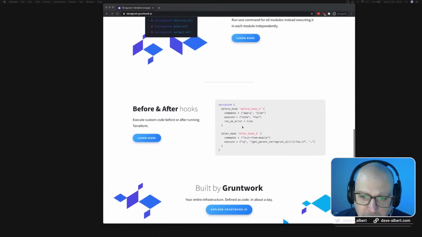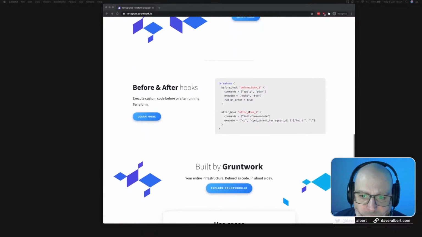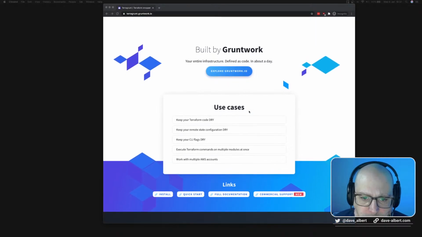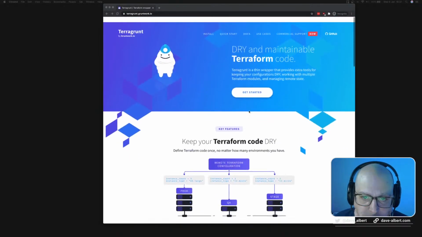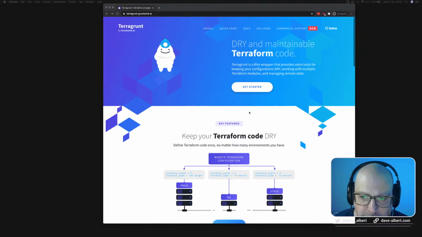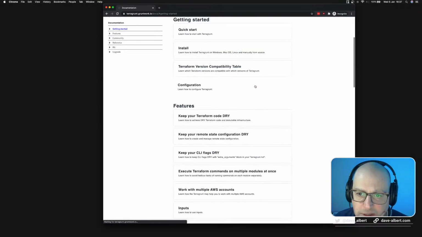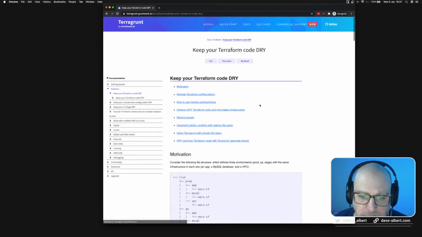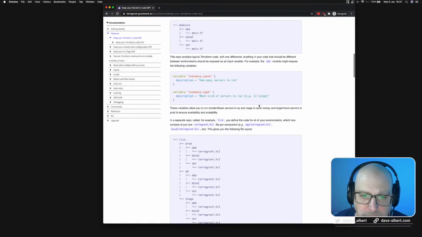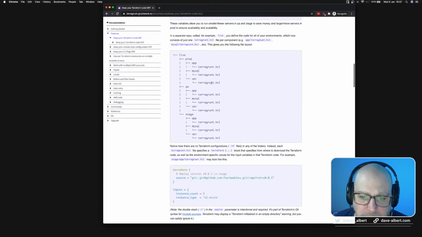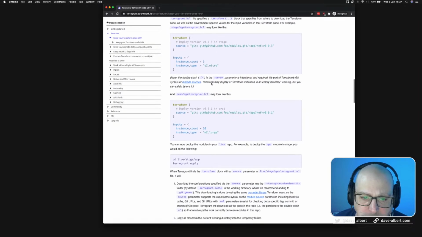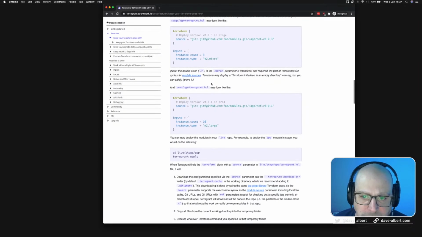Looking for an example here. Yes, so those are just the hooks. Let's look at a default, or not a default, yeah, getting started. Let's look at a getting started. Quick start install. So the variables don't look that much different than typical Terraform.